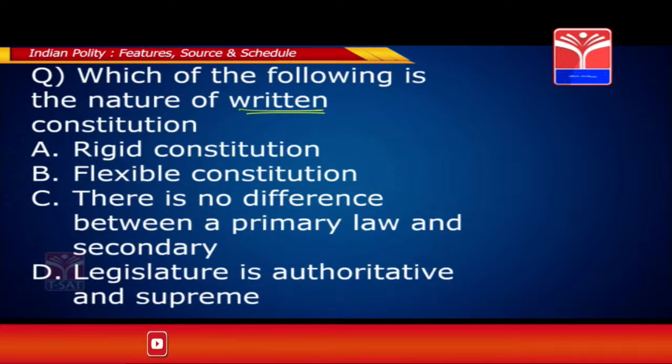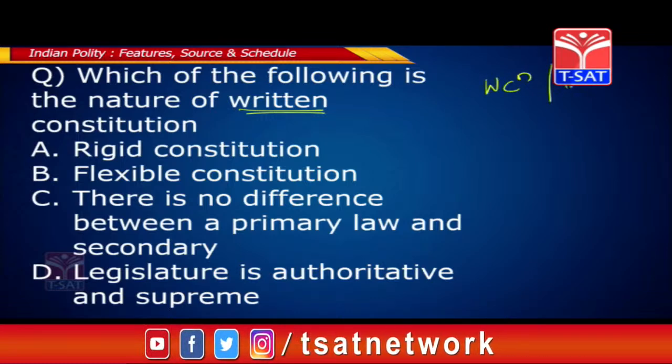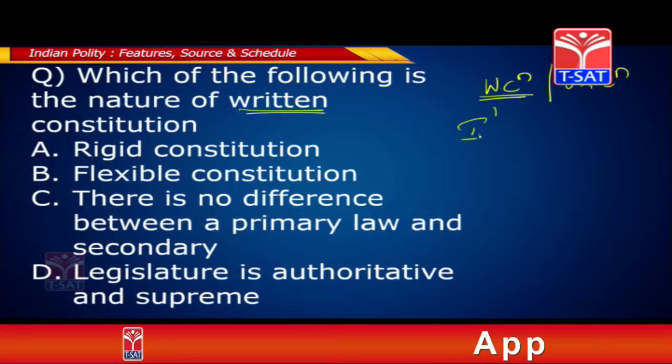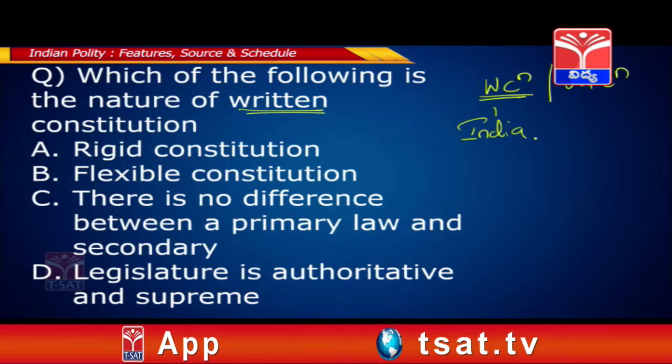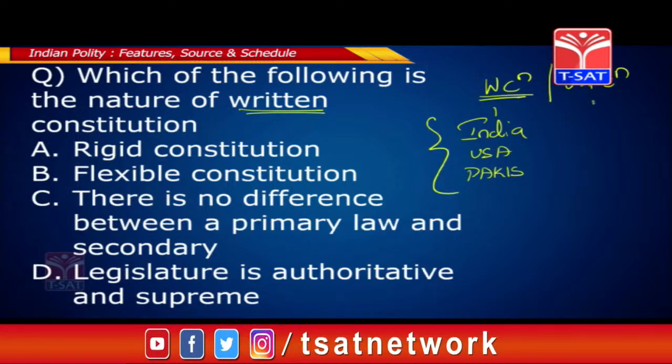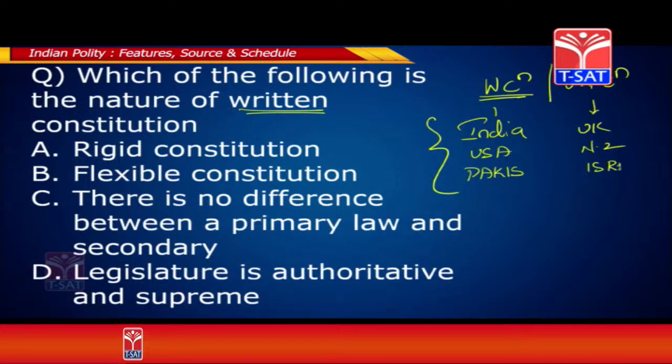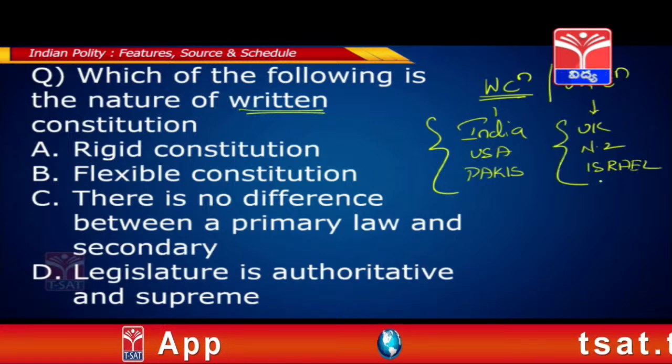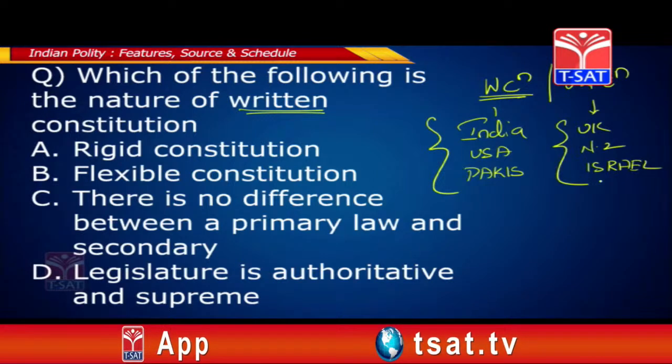See, there are two types of constitutions in the world. One is a written constitution, the second one is an unwritten constitution. The examples of written constitution are India, USA, Pakistan, right? What are the examples of unwritten constitution? We have UK, New Zealand, Israel, right? Now look at this, written constitution.